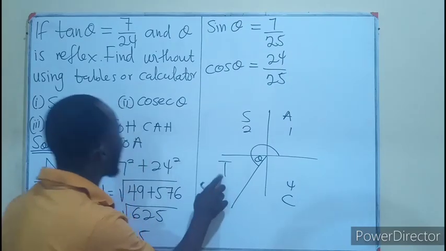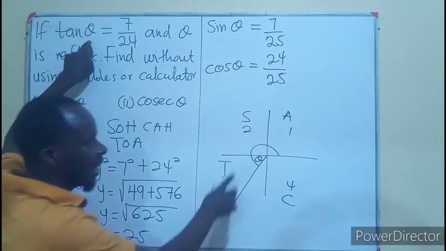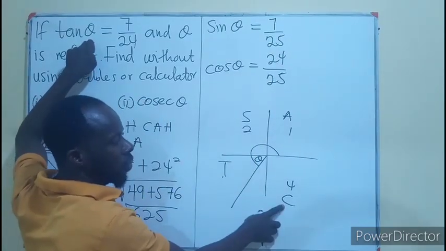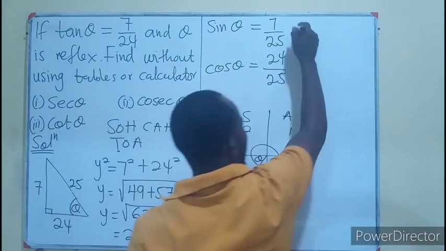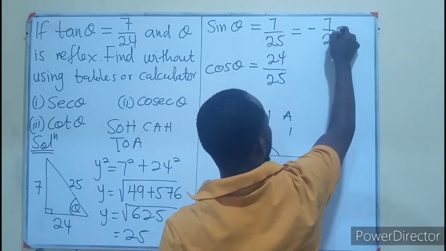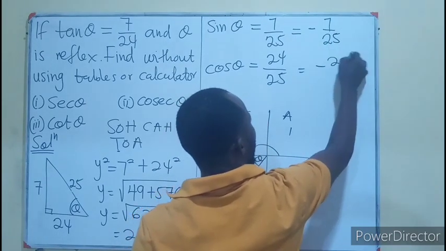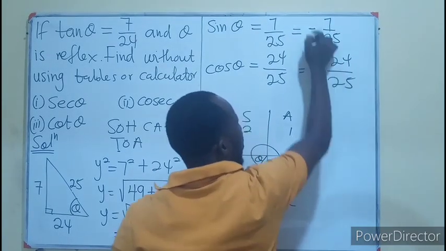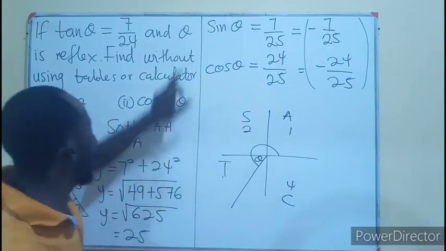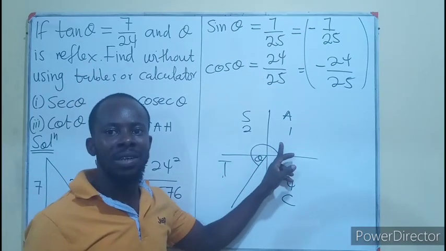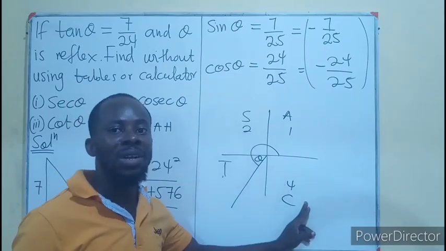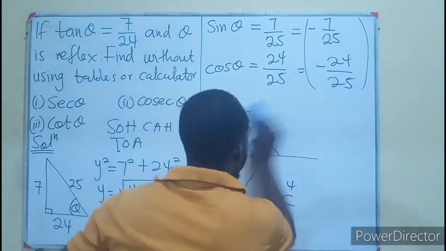So if only tan is positive, then it means that the sine which we are having here will be negative, and the cos will also be negative. So it means this is going to be negative 7 on 25, and negative 24 on 25. This is the value we are going to use, because theta is not in the first quadrant, so not a positive value, and it is not in the second quadrant or the fourth quadrant, so we are going to go along with that.